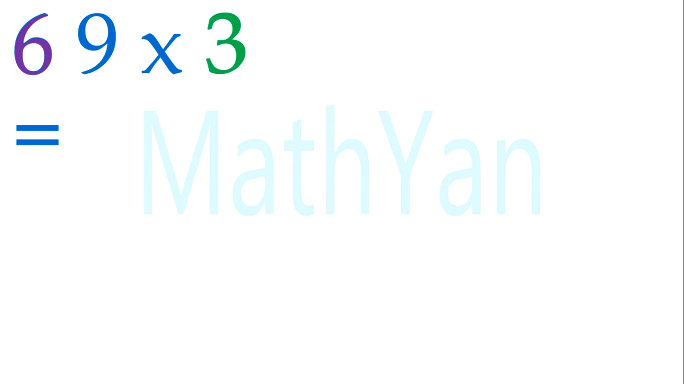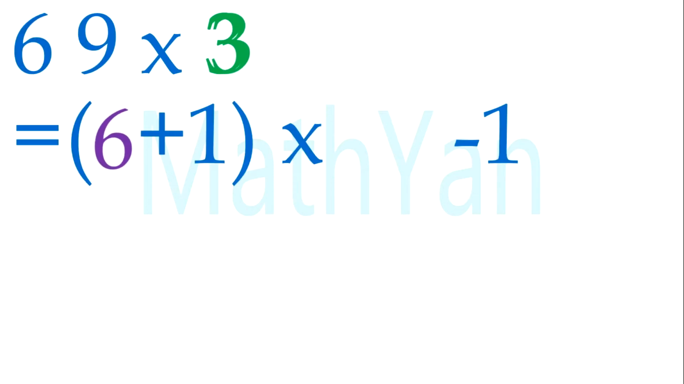Try another one. Okay, 69 times 3. So 6. Put down. 3. But only one digit out. If 2 digit like just now 13, so you have to put 13 plus 1 both. This is a single digit 6. So 6 plus 1 only.